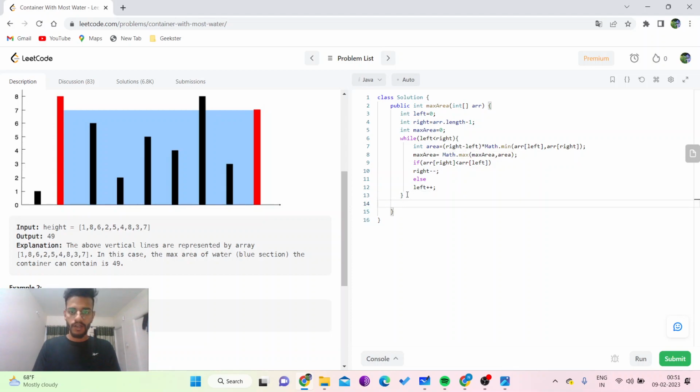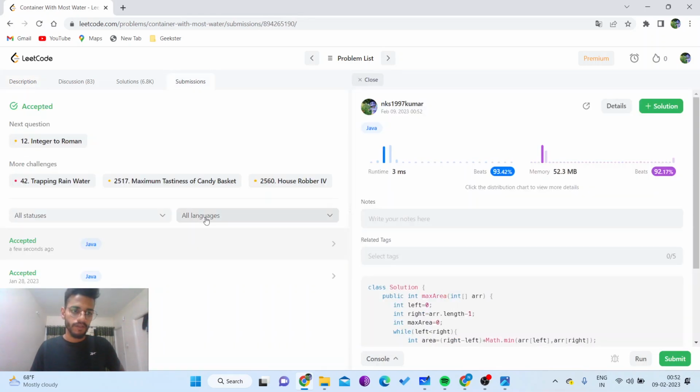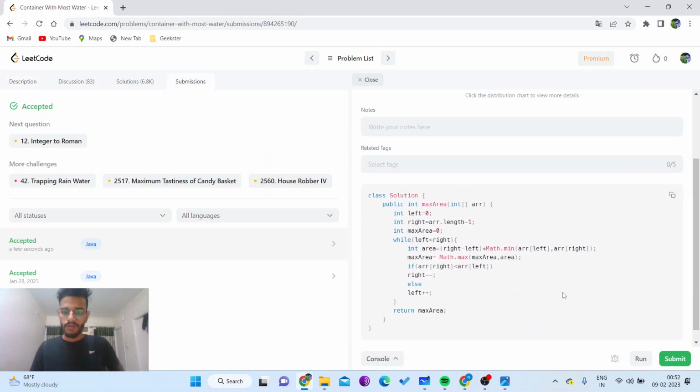Now at last we will return the max area, since the return type is int. I just hope there is no typo. Let's run this code. Yeah, accepted. Let's submit this code. Yeah, it is accepted. So this is the code.